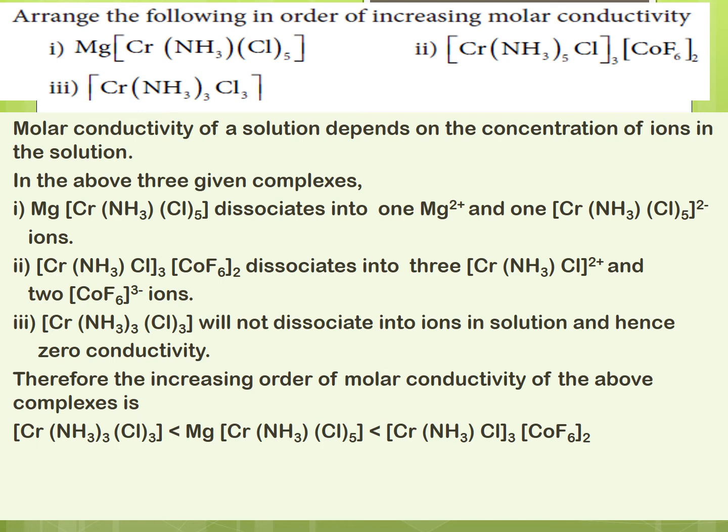So in the increasing order of molar conductivity, you get the neutral complex first, which has 0 molar conductivity, next the magnesium complex, and next the second complex. So that is the answer. If this question is asked for 2 marks, you need not give the explanation, you just write the order. It is enough. If it is asked for 3 marks, you have to give the explanation.